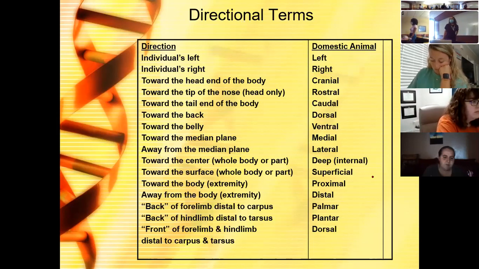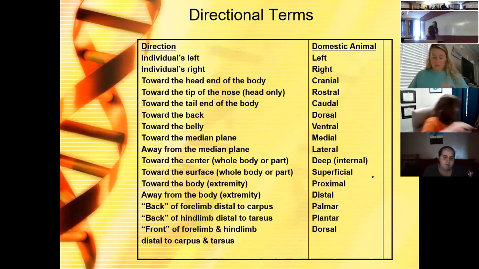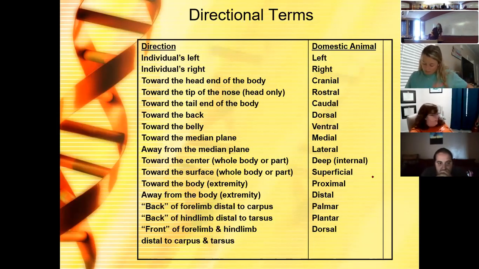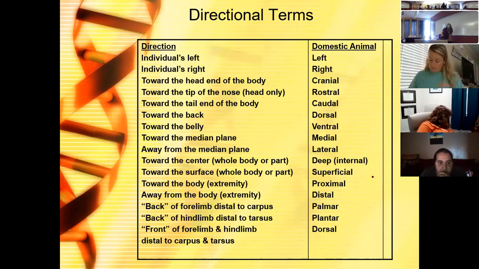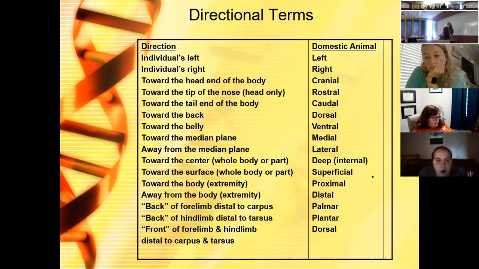All right, so here's what I'm going to do. I'm going to say an action out of order, and you're going to do it. Are you ready? Cranial, medial, towards the middle, dorsal, towards the back, caudal, distal, good, rostral, deep, proximal.